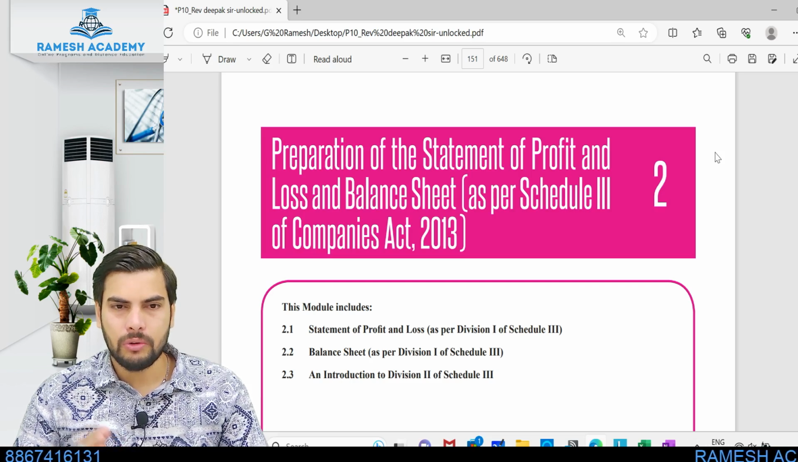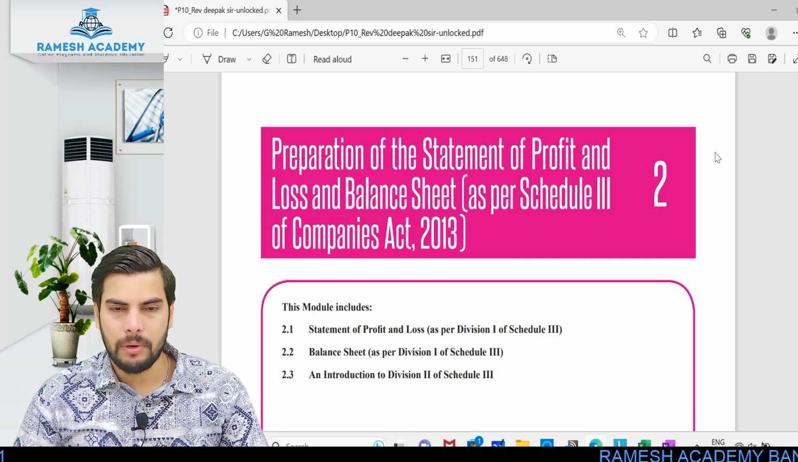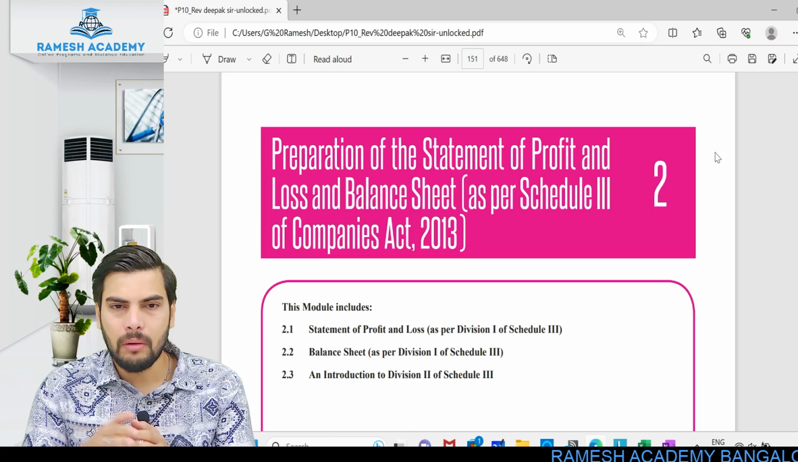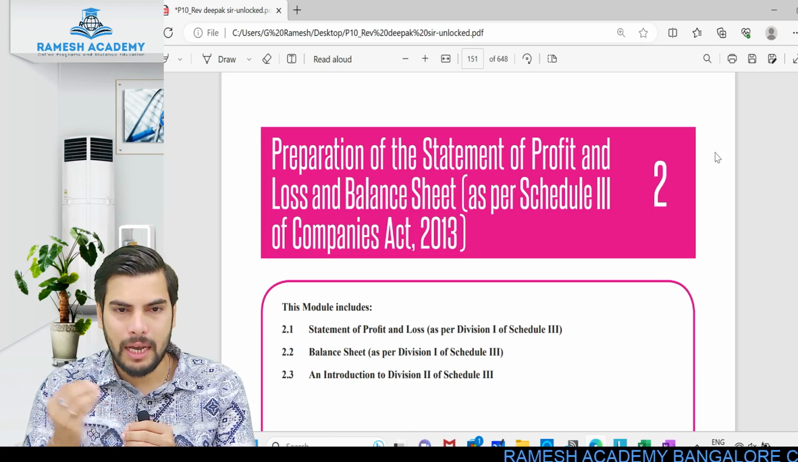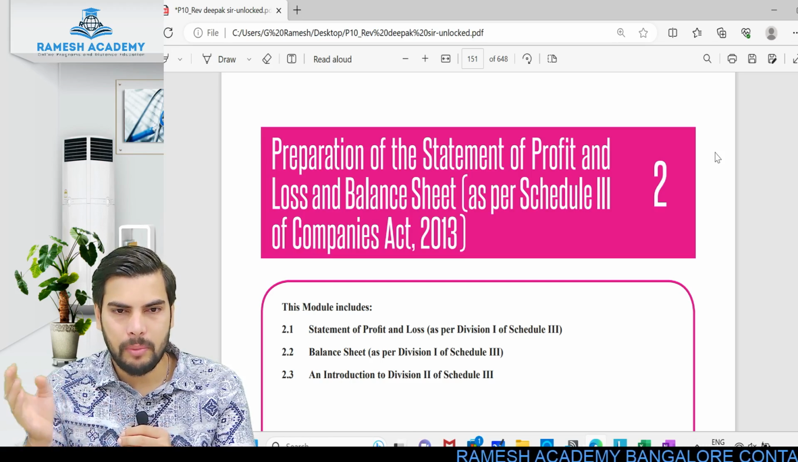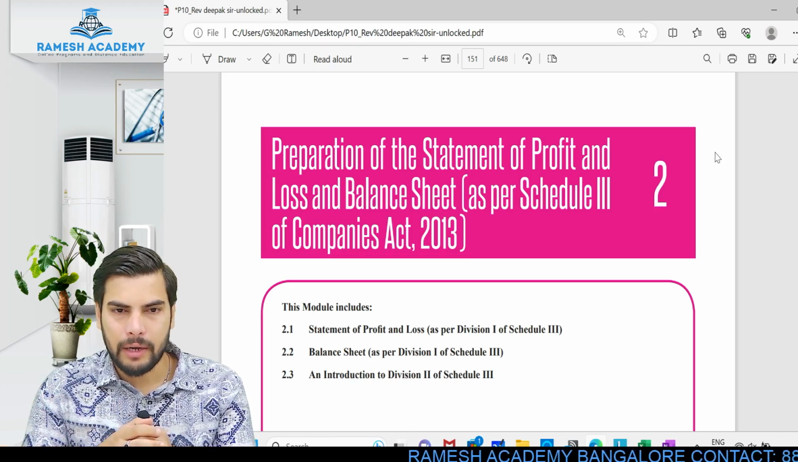Clear? So Schedule 3 will not be applicable for the banking company, electricity company and insurance company. They have their own regulating body. So the format in which they are supposed to prepare the financial statement will be prescribed in their respective act.